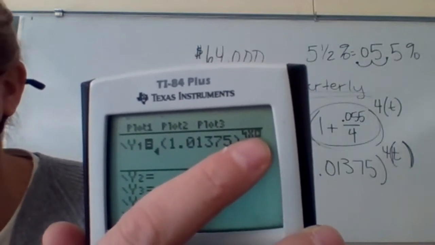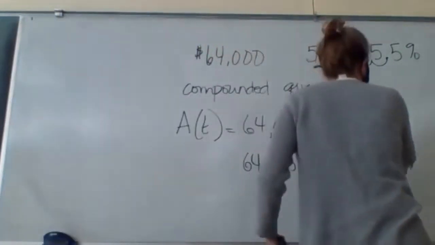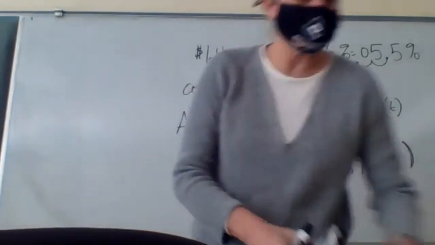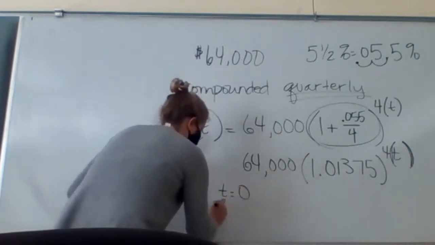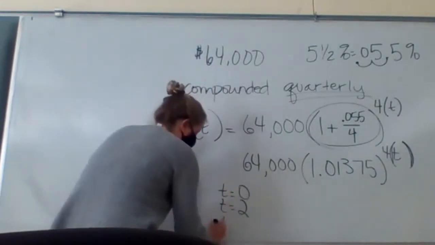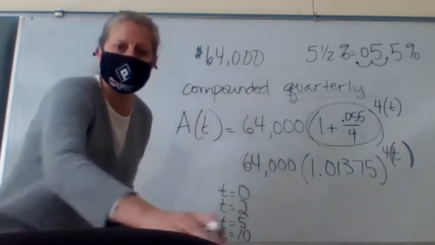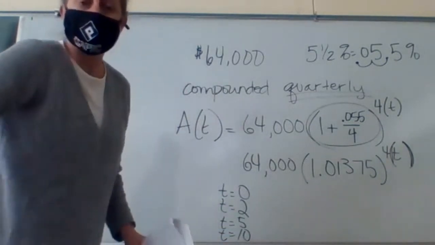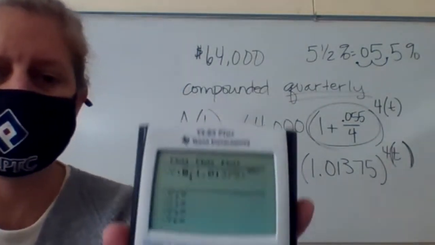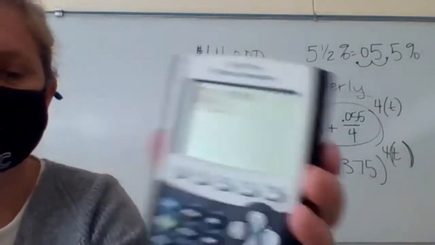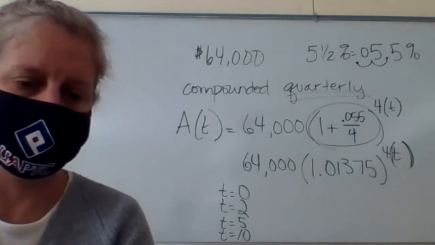Now, remember, I can look at my table because my t is actually the x in my calculator, right? So what does this want to know? It wants to know after 0 years, after 2 years, after 5 years, and after 10 years. Well, if these are actually my x's, I can go to my table. Oh, I didn't put it in y equals, I just put it in my, oh yeah.